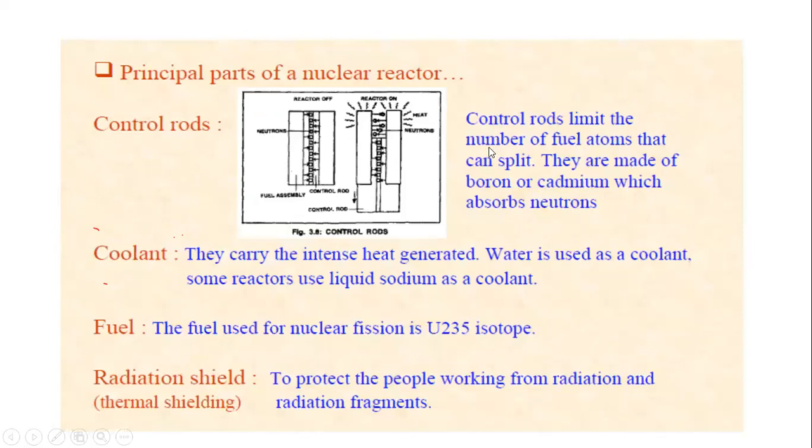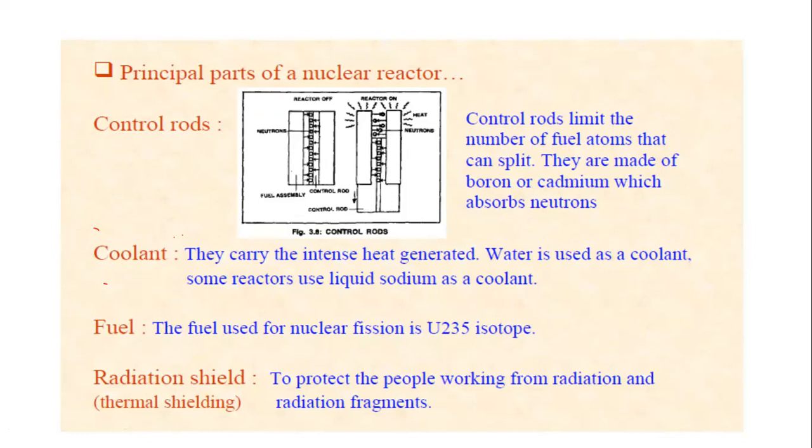These are all the control rods. Different types of control rods are used to control the fission process. These control rods limit the number of fuel atoms that can be split. They are made of boron or cadmium, which absorb the neutrons.